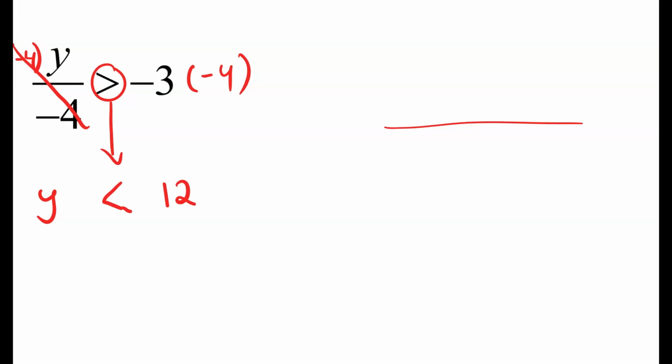Do our little sketch of our number line with a dash. Our number that we're going to write is 12. And we look at our greater than less than symbol. There's no line underneath this, so it is an open dot. And y is less than 12, so we are putting an arrow to the left, and that's how it'll look.